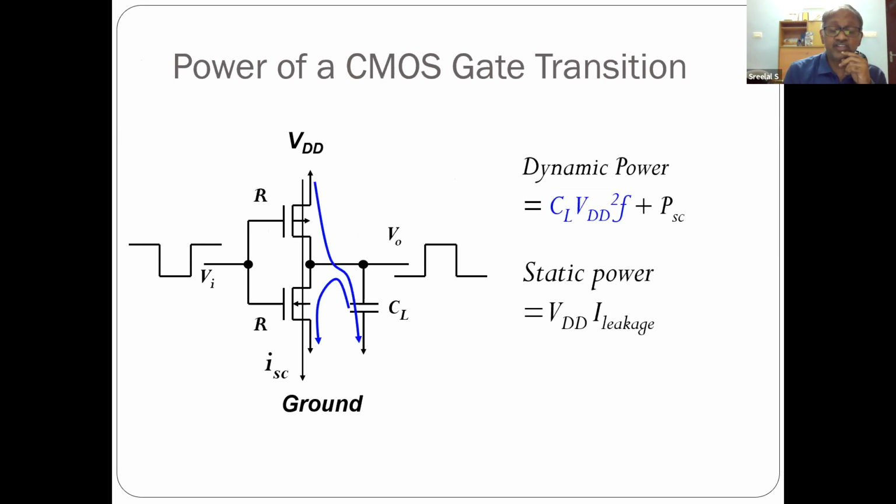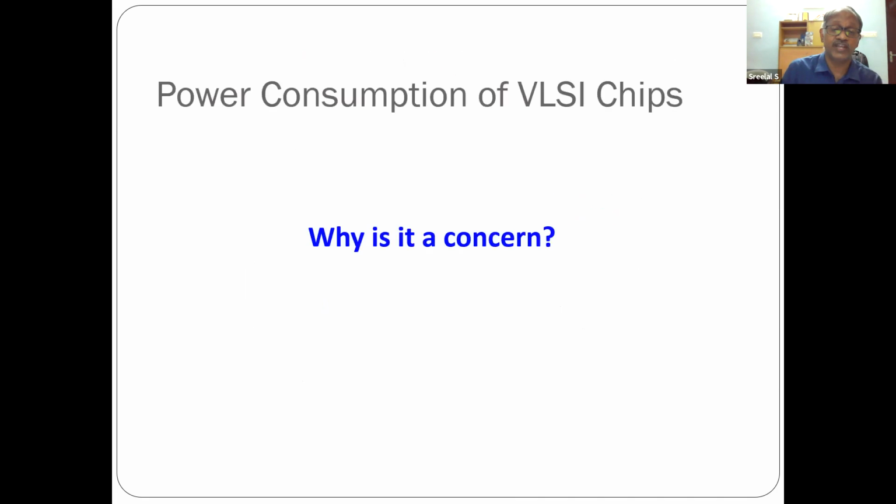So the power of a CMOS gate during transition is given by the dynamic power equation C_L V_DD squared F plus P_SC. The static power is given by V_DD times I_leakage, where V_DD, as we all know, is the supply voltage. C_L is the load capacitance that the inverter sees. F is the switching frequency. So these are the dynamic power and the static power equations of a CMOS gate.